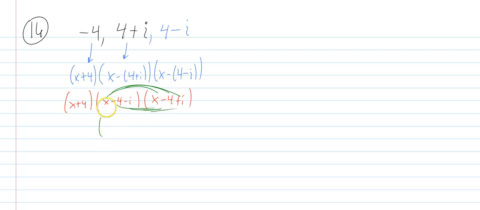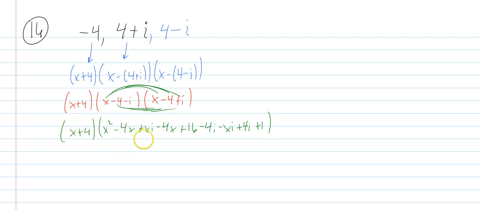So let's see. Distribute this x first, that's x squared minus 4x plus xi. Now I'm going to distribute the negative 4, so that's negative 4x plus 16 minus 4i. And now distribute the negative i, that's negative xi plus 4i. Then negative i times i is negative i squared. Negative i squared would be like negative 1 times negative 1, because i squared is equal to negative 1, so it makes it a plus 1 there. And we still have the x plus 4 out front.